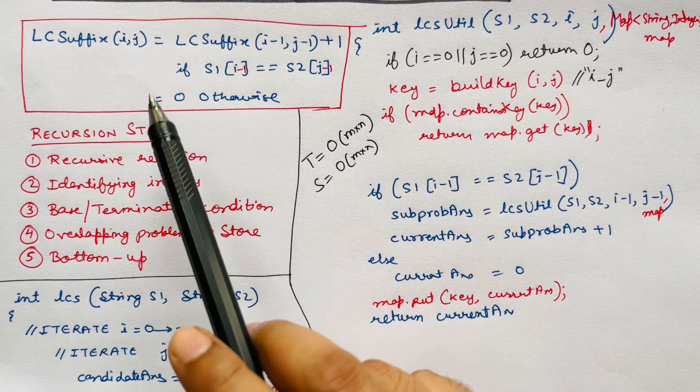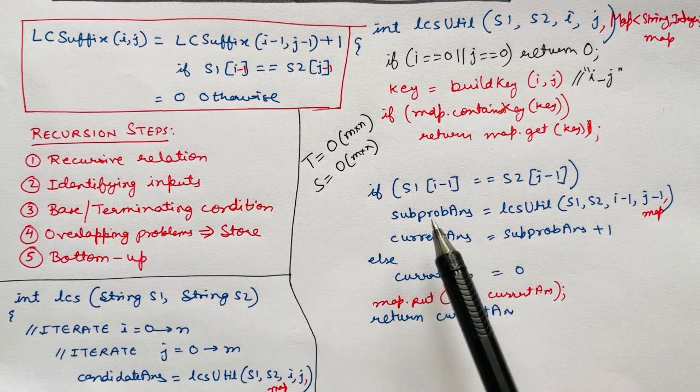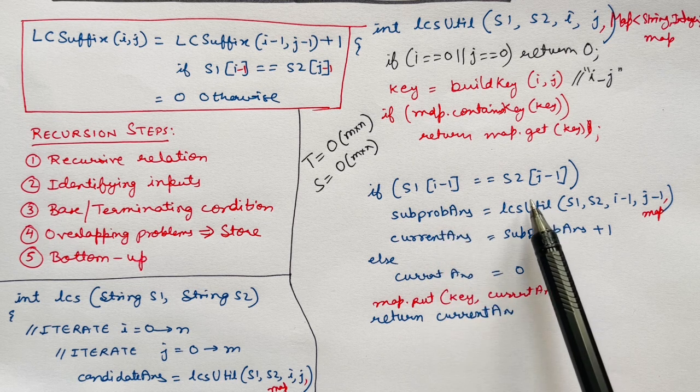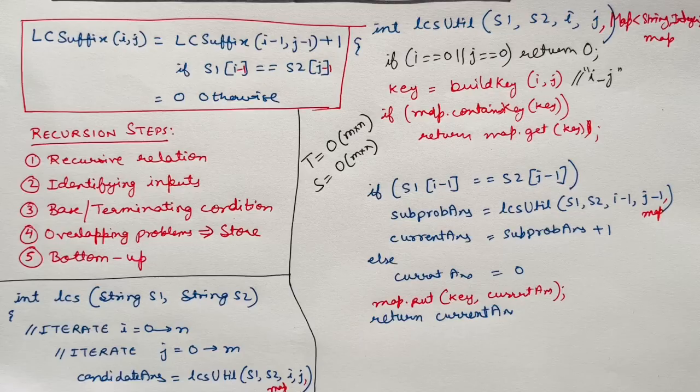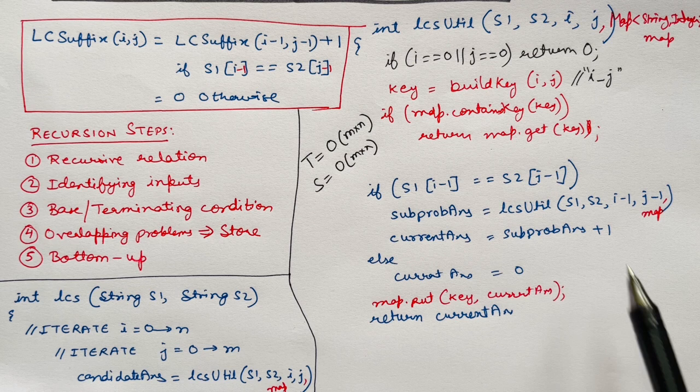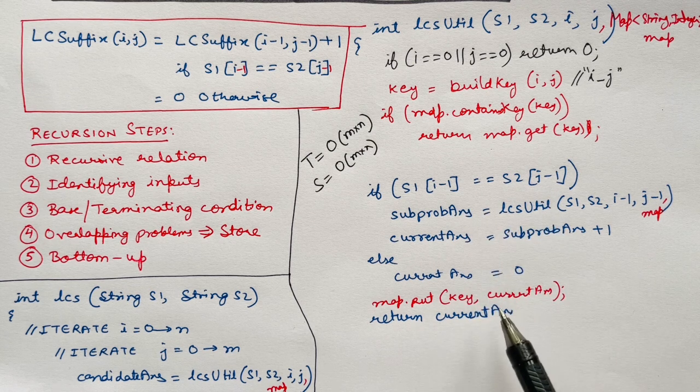Next, we tried to convert this recursive relation into the algorithm, as already discussed. We first checked the last characters. If they were equal, we got the answer for our subproblem, and our answer for i and j will be the subproblem answer plus 1. And if the two characters were not equal, our answer would be 0. We would return that answer.